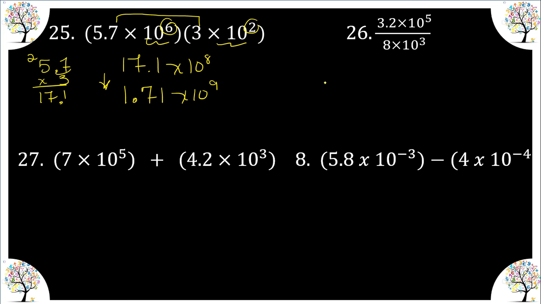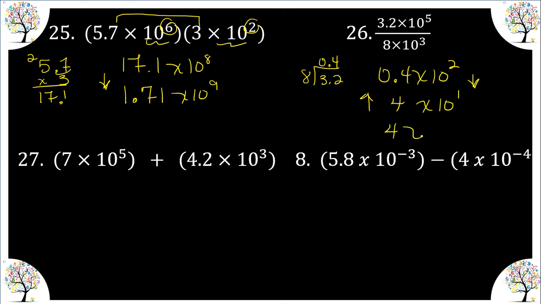26, we are dividing, so we have to divide 3.2 by 8, so top goes in the box. So we get 0.4 times 10. We're going to subtract exponents using the quotient rule. Again, we need to tweak this one. This is not between 1 and 10, so we're going to increase this left side, so we decrease the right side. And if you just want to say 4 times 10, that is fine as well.